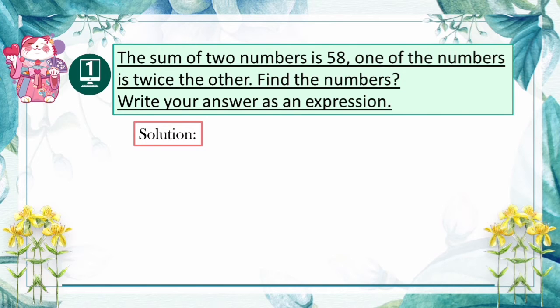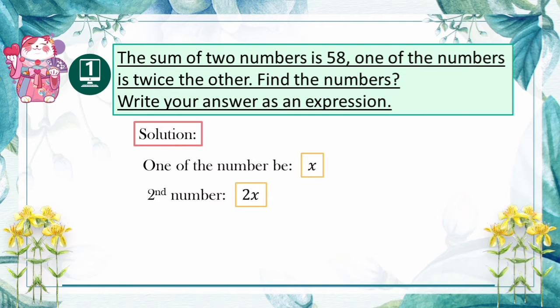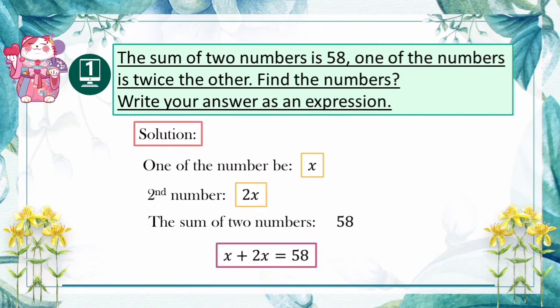Solution. Let one of the numbers be x. It is given that the second number is 2 times the first number. So, the second number is 2 times x. The sum of two numbers is 58. Now, when we convert the statement into a mathematical statement, the equation becomes x plus 2 times x equal to 58.